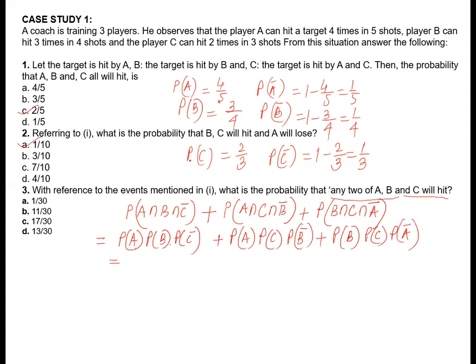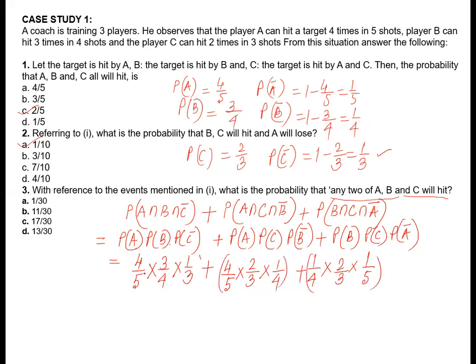So P(A) is equal to 4 by 5, P(B) is equal to 3 by 4, and P(not C) is 1 by 3. Next, the second part, P(A) is 4 by 5, P(C) is equal to 2 by 3, P(not B) is equal to 1 by 4. Then P(B) is 3 by 4, P(C) is 2 by 3, P(not A) is 1 by 5. So all the possibilities you have to now simplify. This will be 1 by 5, 4 cancelled. This will be 2 by 15.